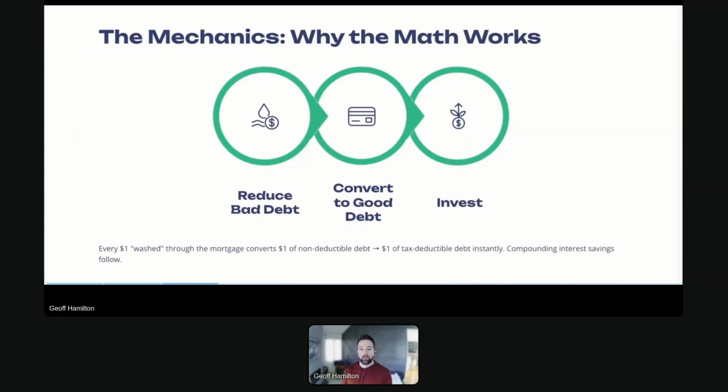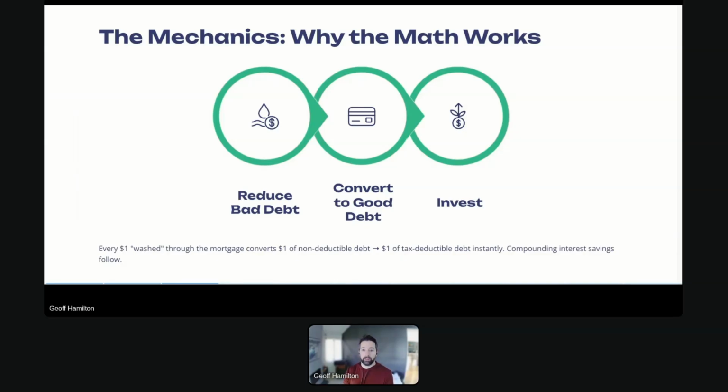The mechanics, why the math works. Every time you're going to invest, and we'll keep going with this $100 example, you're going to put it on your mortgage first. That's immediately going to reduce your bad debt. And then you're going to borrow it from the HELOC. Then you might think, okay, now I have to borrow money to invest, but that's not the case. You basically traded debt that was going to be there anyway in your mortgage for debt that's now there in your HELOC. And the debt that's in your HELOC is tax deductible.